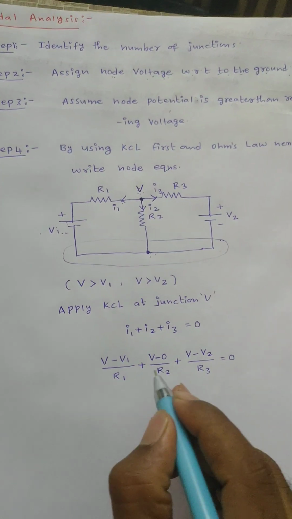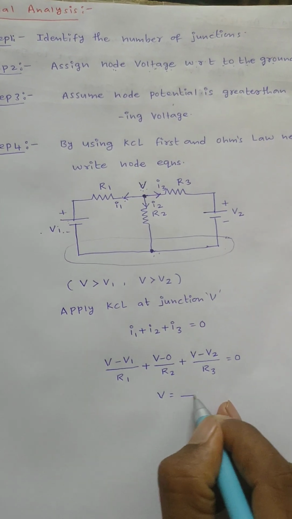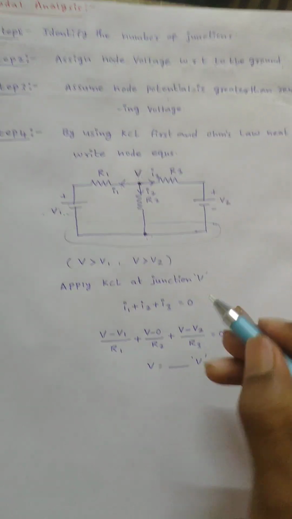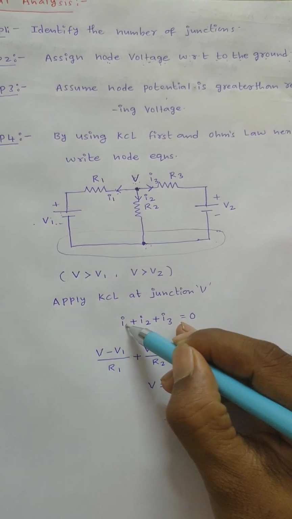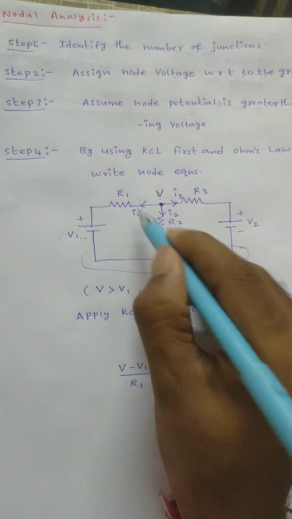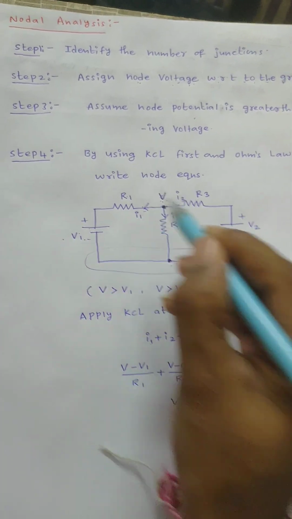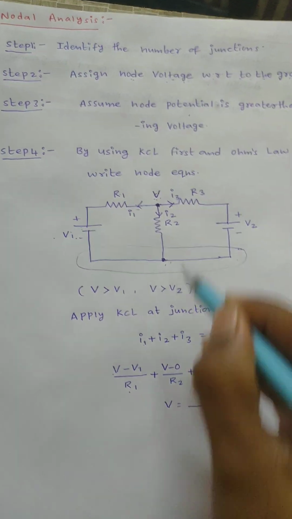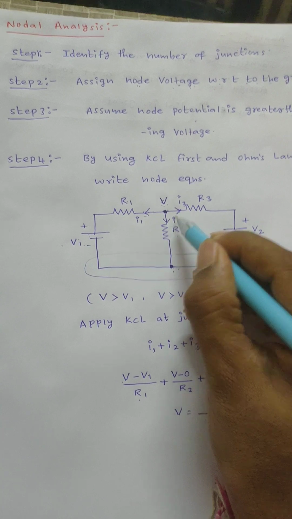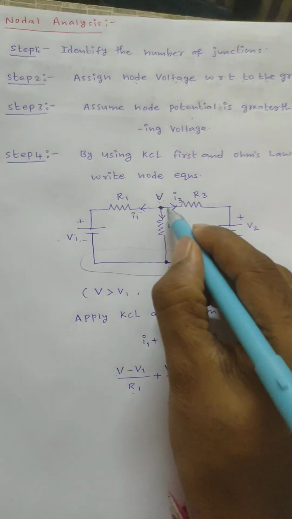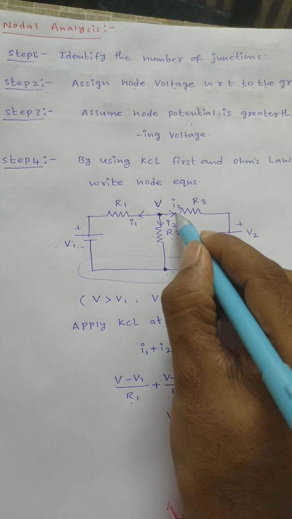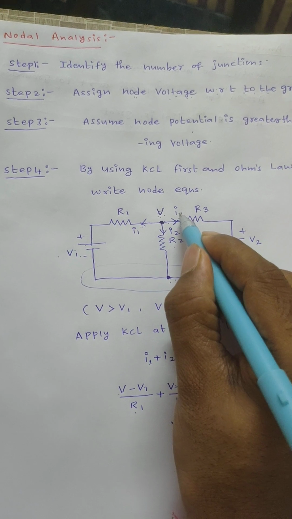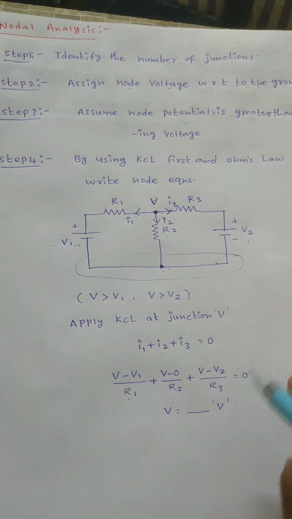From this equation you calculate the node voltage V. You will get the node voltage V as some volts. After that, by knowing this V value, I can calculate the I1 value. The current flowing through resistor R1 is I1, which is V minus V1 by R1. Similarly, the current flowing through resistor R2 is I2, which is V by R2. And the current flowing through resistor R3 is I3, which is V minus V2 by R3.